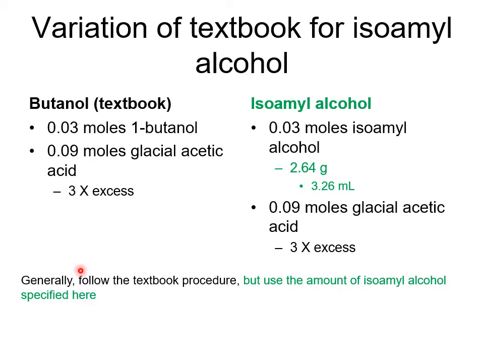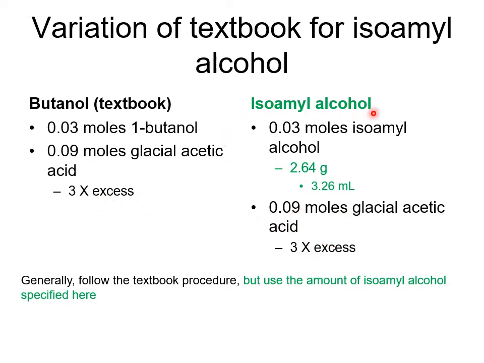So here's the difference between the textbook and the procedure that is being followed in this lecture. In the textbook, they use 0.03 moles of 1-butanol and 0.09 moles of glacial acetic acid, which is 3 times excess. For the procedure that we're following in this lecture, we're going to use isoamyl alcohol, 0.03 moles, the same amount, which is about 2.64 grams, or 3.26 milliliters, and 0.09 moles of glacial acetic acid, which is, again, 3 times the excess.